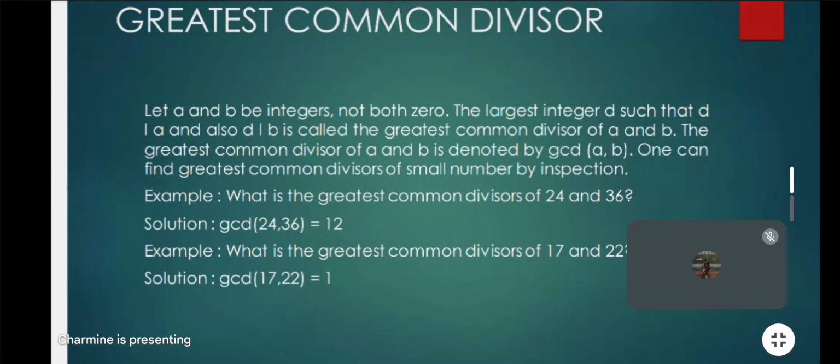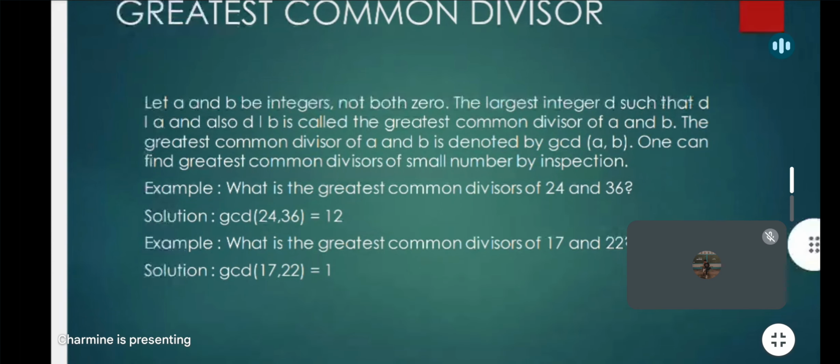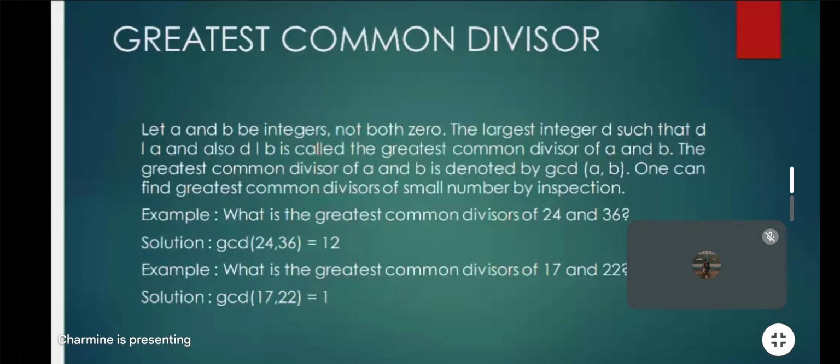The next example: what is the greatest common divisor of 17 and 22? Solution: the greatest common divisor of 17 and 22 is 1, because 17 and 22 are relatively prime.